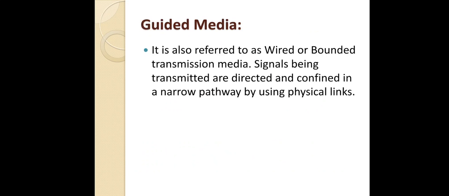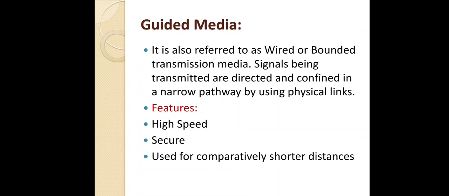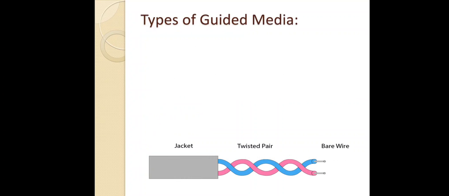Now, moving to the guided medium, what actually the guided media is: it is referred to as a wired or bounded transmission medium. Signals being transmitted are directed and confined in a narrow pathway by using physical links. The features of this guided medium are: it has high speed, it is secure, and it is used comparatively for shorter distances. Now, the first type of guided medium is the twisted pair cable, as shown in the diagram.